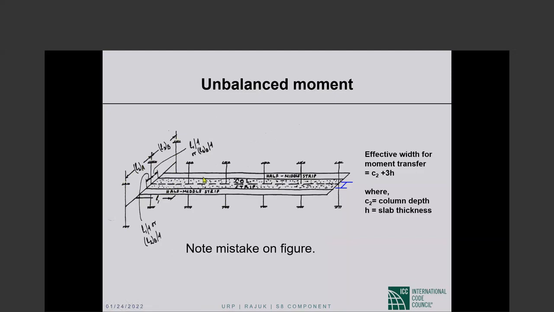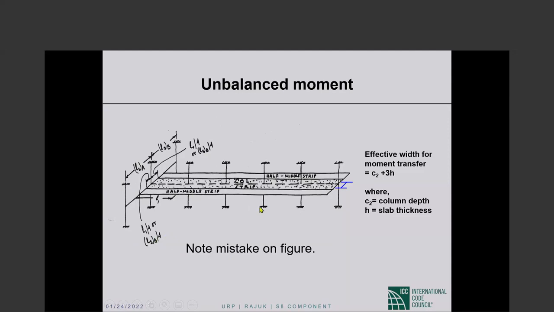Okay. So the width of this column strip is L sub 1 divided by 4, or L sub 2b divided by 4, whichever is the smaller of the two. You know that, right? The width of this half column strip is L sub 1 by 4 or L sub 2a over 4, whichever is the smaller of the two. This b is a mistake. It should be a, and I couldn't correct it on the slide. Okay, so this is why I said note mistake on figure. This should be L sub 2a over 4.